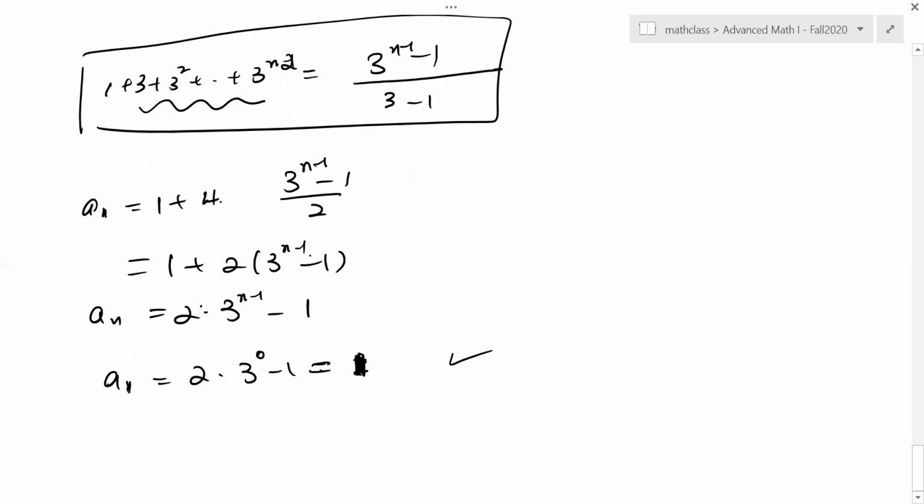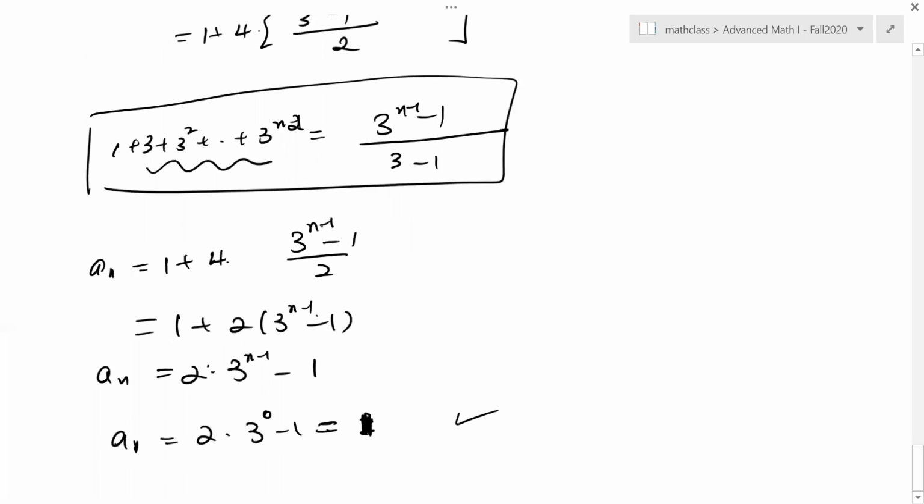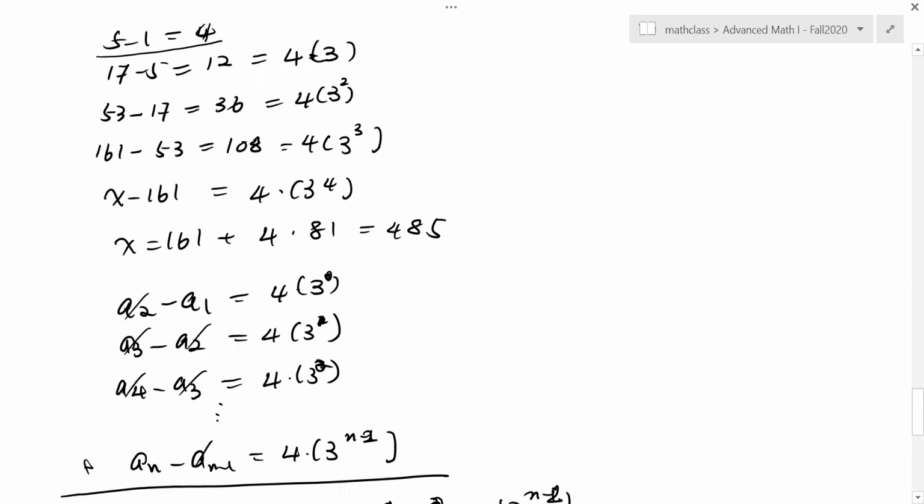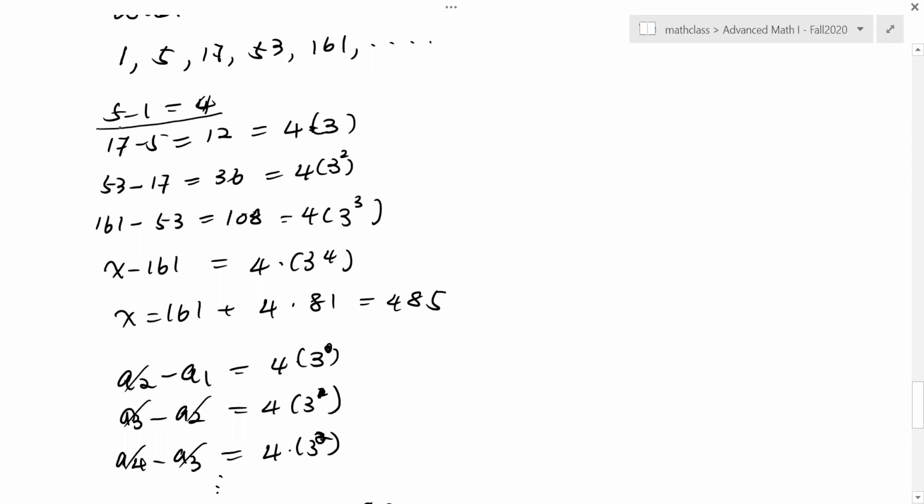So just be careful when you get it all together. Don't mix up with the first term. Yeah, this is a 4. You see, I did not look at this. This is the first term.